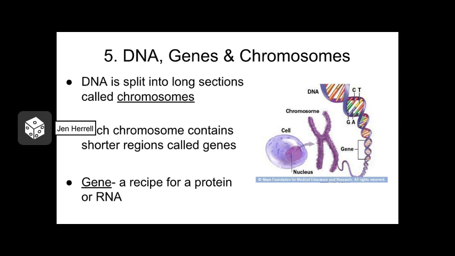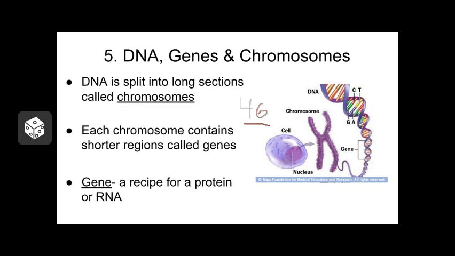Finally, we need to discuss how DNA is stored inside your cells. Just to remind you, your DNA is split into these long sections called chromosomes. So a chromosome is just a long piece of DNA. If I were to look inside a nucleus of one of your body cells, I would find 46 of these chromosomes. 46 is the magic number for human beings. Different organisms have different numbers of chromosomes.